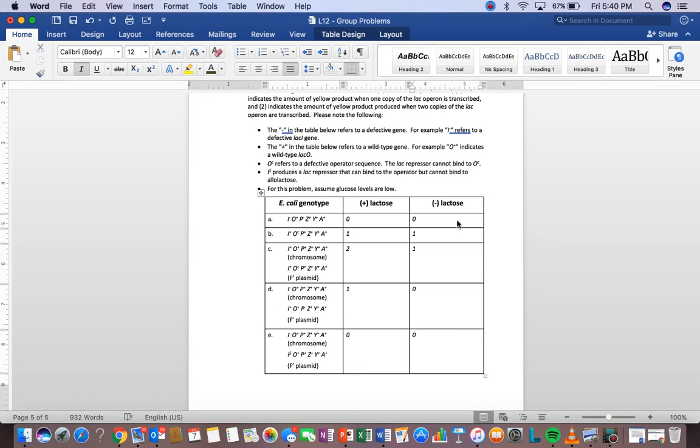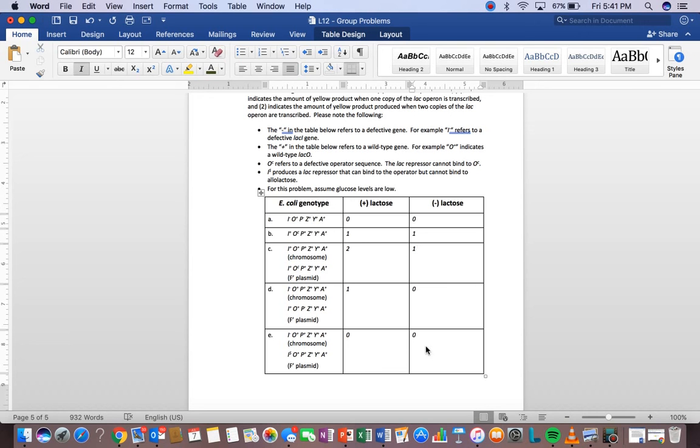So in part A, in the presence of lactose, you're going to have a level 0, so you're not going to have any yellow color at all, as well as without lactose, you won't have any yellow at all either. For part B, you'll have a grade of 1 in the presence of lactose, and in the absence of lactose, you'll also have level 1 yellow. Part C, in the presence of lactose, will be level 2, and that's because you've got it on the chromosome and the plasmid. And then in the absence of lactose, it'll be level 1.